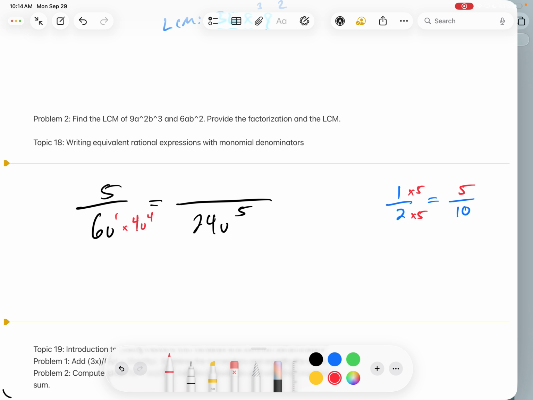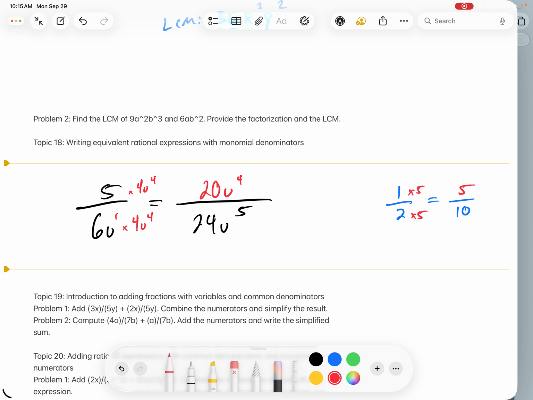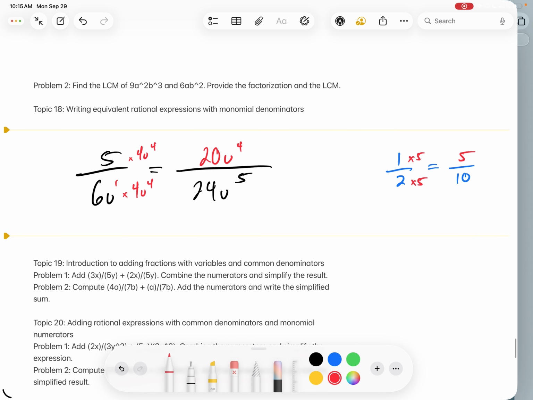Because there's only 1, 6 times 4 would be 24. We have 1 u, we need 4 more u's. If I multiply the bottom by 4u to the 4th, then I need to multiply the top by 4u to the 4th. So that becomes 20u to the 4th. So don't forget what we're doing here. We are not changing the problem. These are actually the same fraction because it's just a different denominator.